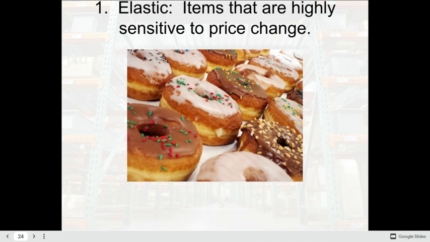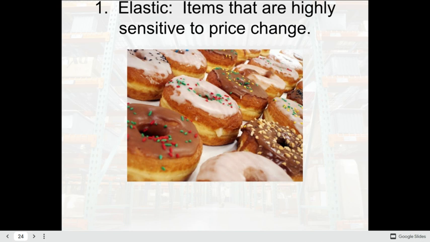So for instance, donuts would be an example. If they went up, let's say you were charging 50 cents a donut and they went up to 75 cents, there's a good chance you're going to lose maybe not a majority of your customers, but a considerable amount because it's not a necessity, it's a luxury. A lot of people are going to say, I'm not going to pay 25 cents more. And so, at least for the first few weeks, they're not going to buy the donuts.